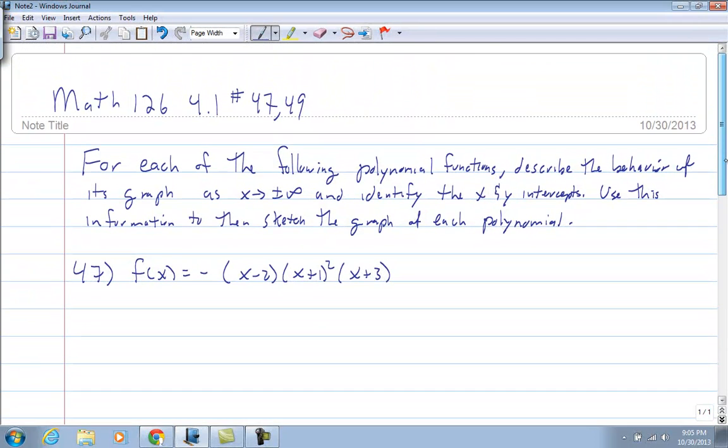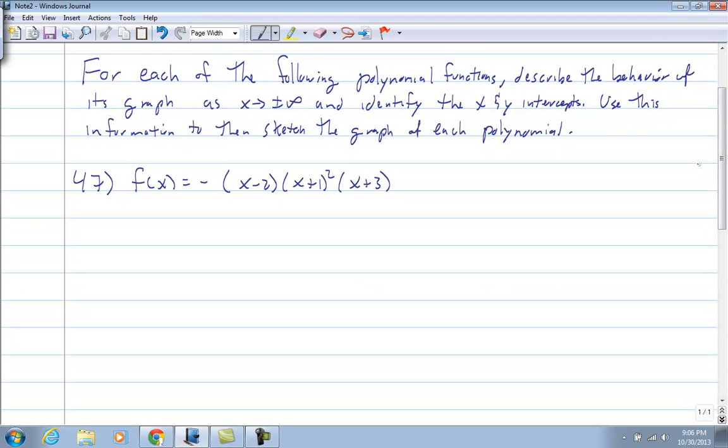Hello, I'm going to do some problems here from 4.1, numbers 47 and 49. It says for each of the following polynomial functions, describe the behavior of its graph as x goes to positive or negative infinity, and identify the x and y intercepts. Use this information to then sketch the graph of each polynomial.